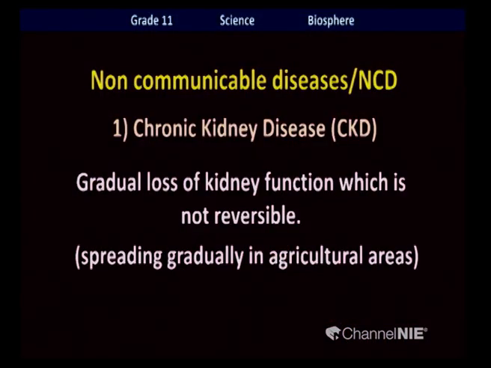Number 1, chronic kidney failure. We call it CKD. This is mostly seen in rural, agricultural areas. Example, Polonnaruwa, Anuradhapura, Kurunegala area. Most of the farmers are the victims of this chronic kidney disease. So what is chronic kidney disease? Gradual loss of kidney function, which is not reversible.